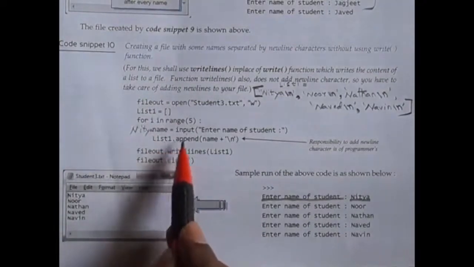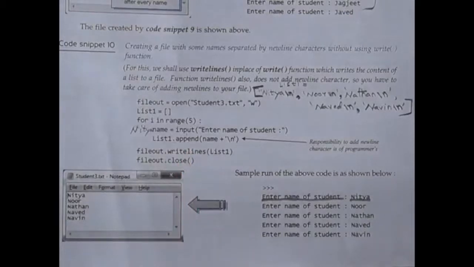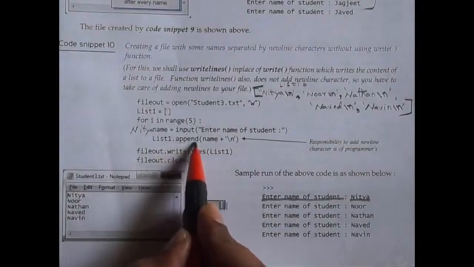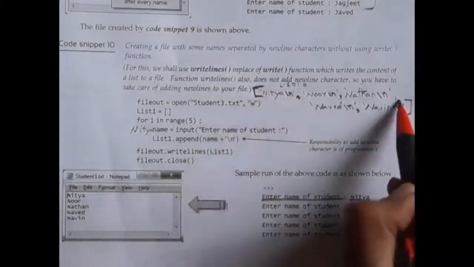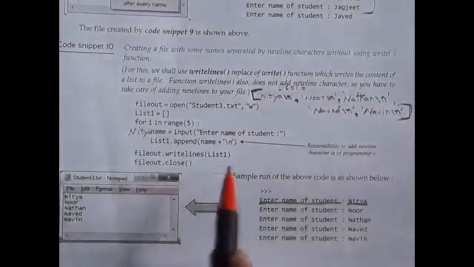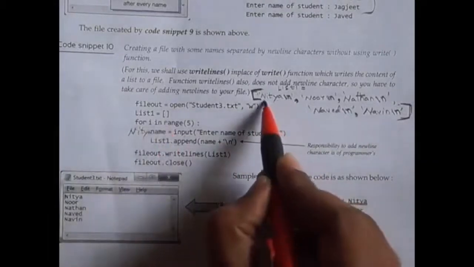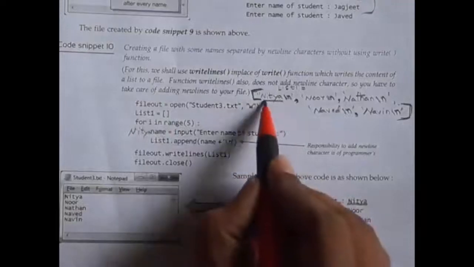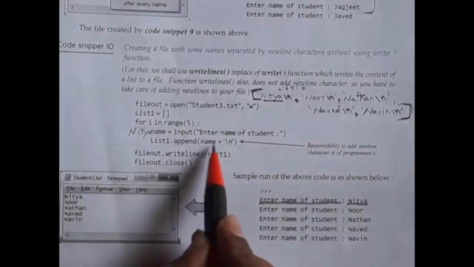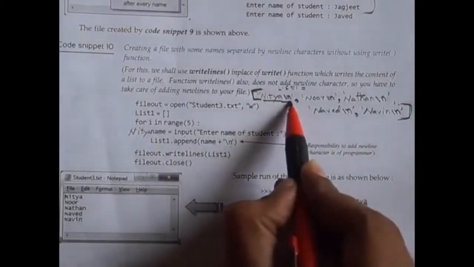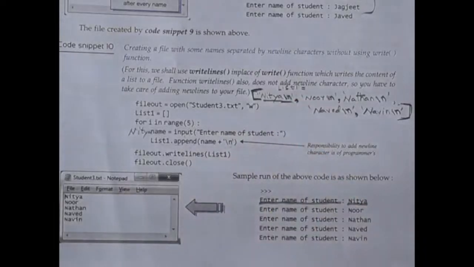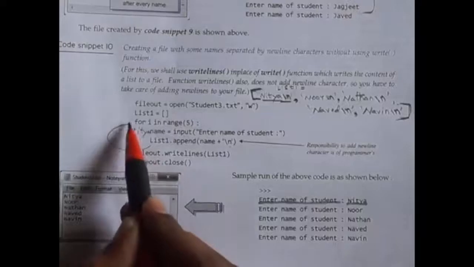Then list1.append. You already know the meaning of append. Append means add at the end. This is the list, can you see the list? In the list you have to add at the end. Initially it will be empty. You have to add Nitya, followed by backslash n. So Nitya backslash n you have to write in list1. Then we are going for the next for loop.